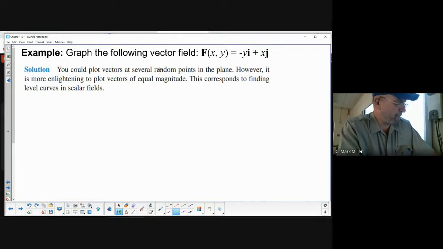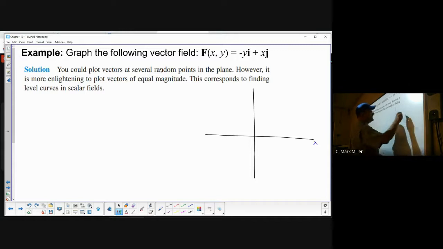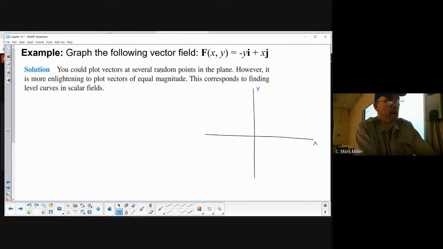Right, so let's have a look here. There's our xy, and this vector field, at any point, the vector is going to be minus the y coordinate in the i direction, plus the x coordinate in the j direction. What is that? All right.